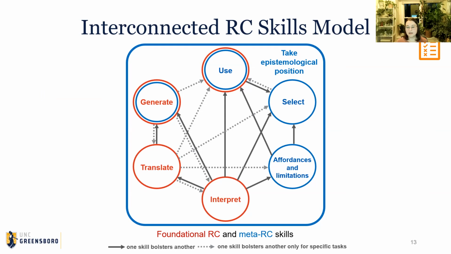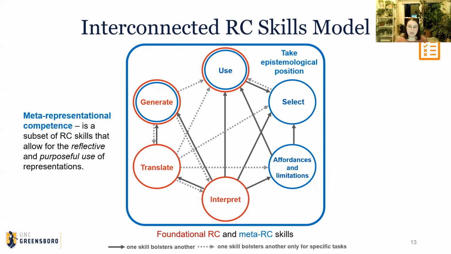So the reason why meta-representational competence skills are important is because one can learn how to interpret, translate, generate, and even use representations without understanding why they're doing it. I'm going to repeat that again to let it sink in. A student can be very successful at interpreting or translating or generating representations without knowing why they're doing it. It might be this idea that the teacher tells me to do it, I get a good grade for it, but they have no idea why they're engaging in these tasks.